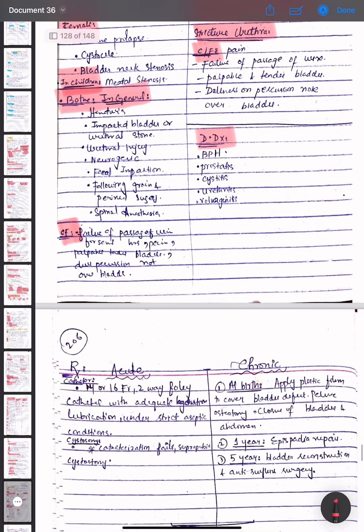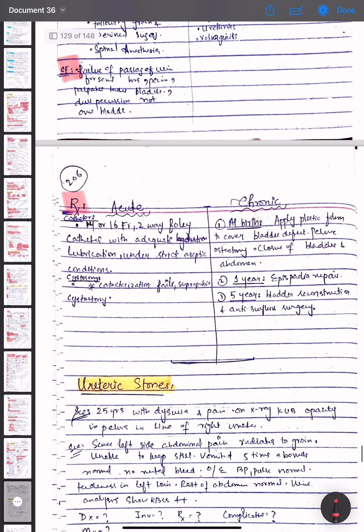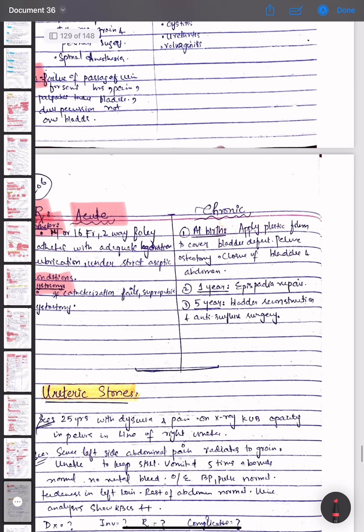Now, the treatment options for acute retention: a catheter, a 14 or 16 two-way Foley catheter, with adequate hydration and lubrication under strict aseptic conditions. Cystostomy, or suprapubic cystostomy, is done if catheterization fails. For chronic urinary retention at birth, apply plastic film to cover the bladder defect, pelvic osteotomy, closure of the bladder and abdomen. At 1 year, epispadias repair. At 5 years, bladder reconstruction and anti-reflux surgery are done.